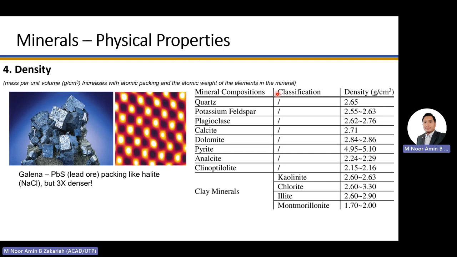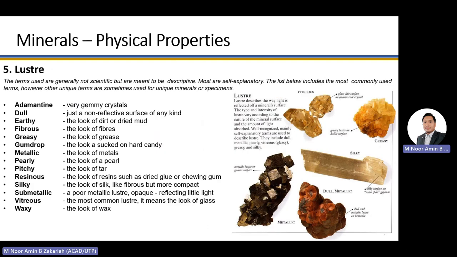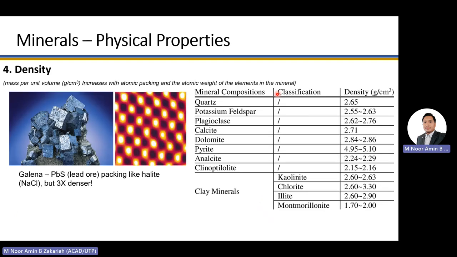So number four, for the physical properties, is density. Density is a kind of straightforward measurement. Everyone knows what density is, but we can measure the physical properties of a mineral based on the density. So we know that density, mass per unit volume, g/cm cubed, increases with atomic packing and the atomic weight of the elements in the mineral.